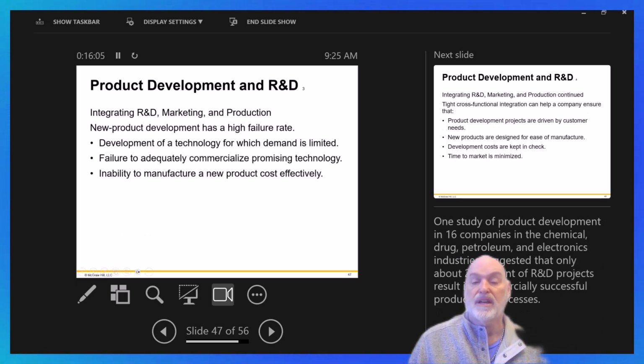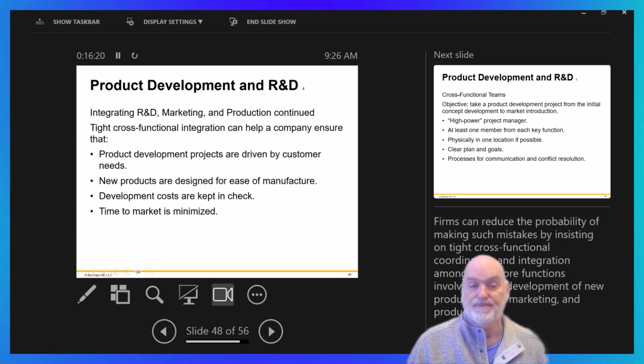Integrating R&D, marketing, and production. New product development has a high failure rate. Causes include development of a technology for which demand is limited, failure to adequately commercialize promising technology, and inability to manufacture a new product cost effectively. Tight cross-functional integration can help a company ensure that product development is driven by customer needs, new products are designed for ease of manufacture, development costs are kept in check, and also the time to market is minimized.